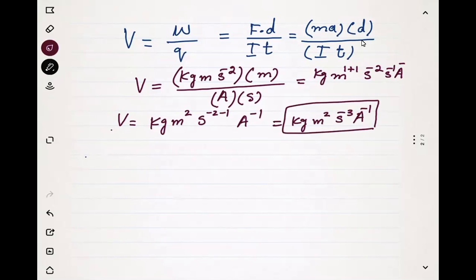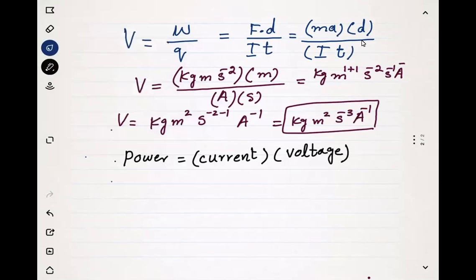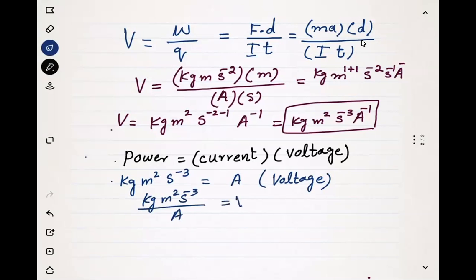Another perception for this is that voltage could be written as power over current. Power is current into voltage. Now you see the unit for power is kilogram meter square second minus 3. For current it is ampere and for voltage. So from this we can get the same result as well. Here we get kilogram meter square second minus 3 over ampere if we go with this formula. So in any case, we are getting the same unit for the voltage.